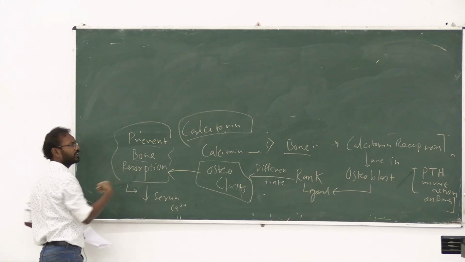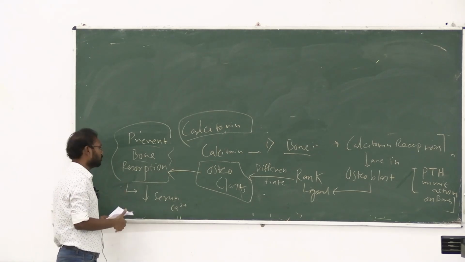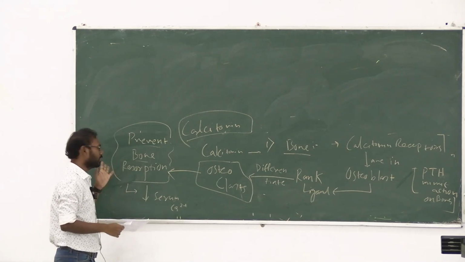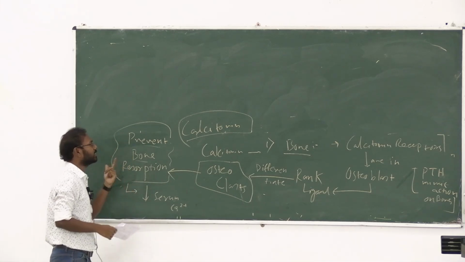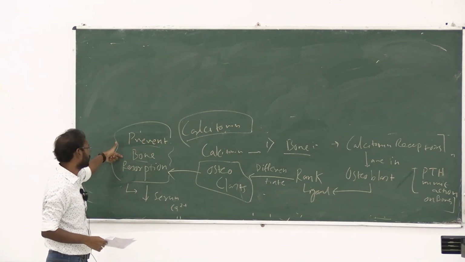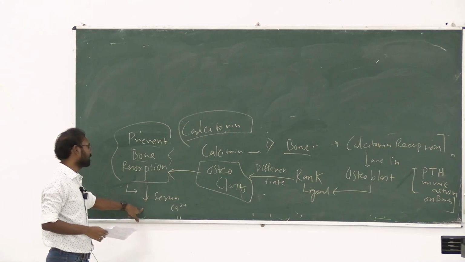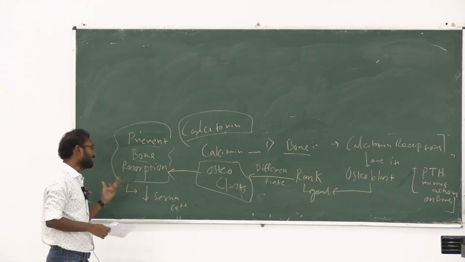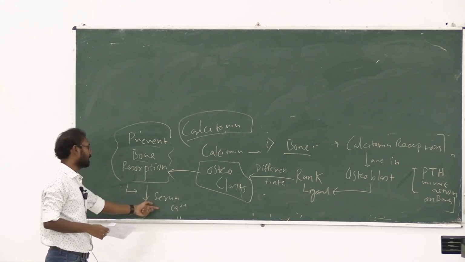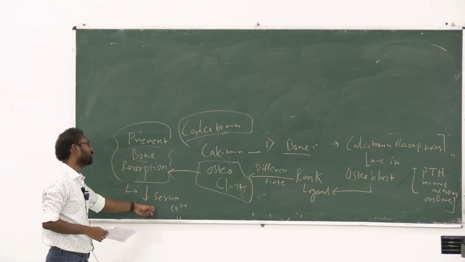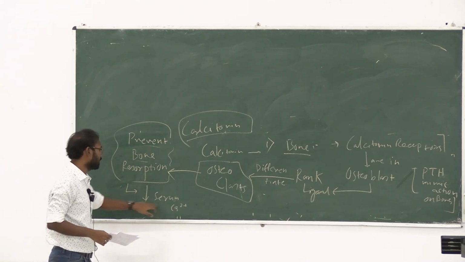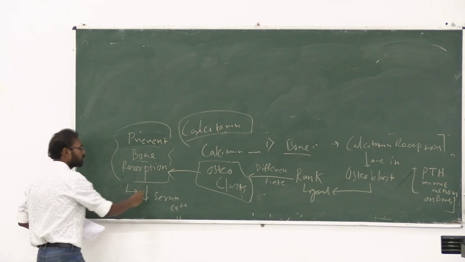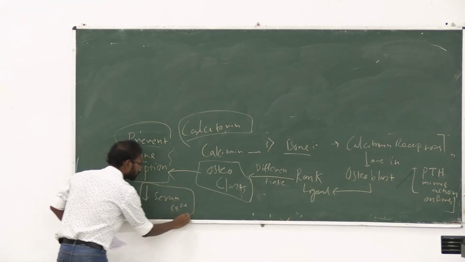If bone resorption is very much, what will happen? Bone breakdown will happen, and if bone breakdown happens, the calcium level needs to increase. But since calcitonin prevents bone resorption, it will ultimately lessen the need of calcium in the body, ultimately decreasing serum calcium. So this way calcitonin helps in serum calcium decrease. Okay, bone এ বোঝা গেল কি করে ওরা ডিক্রিজ করে.